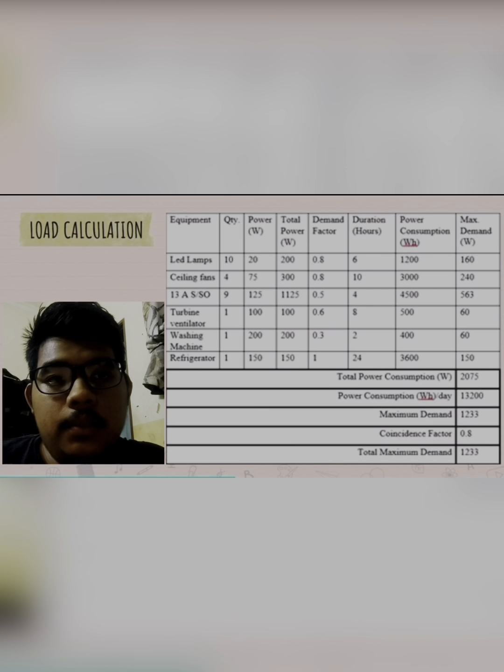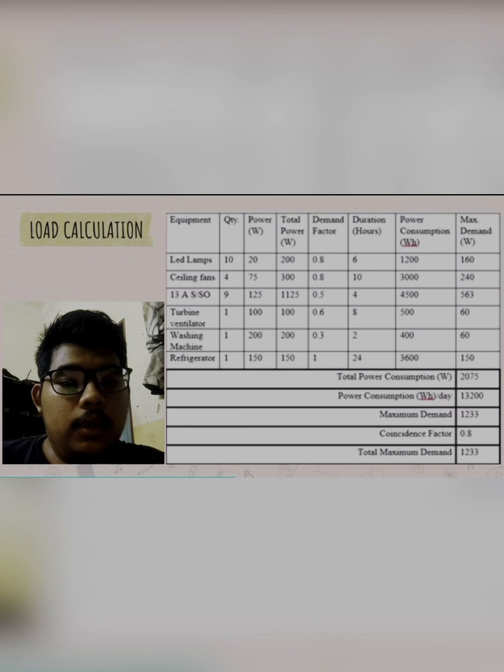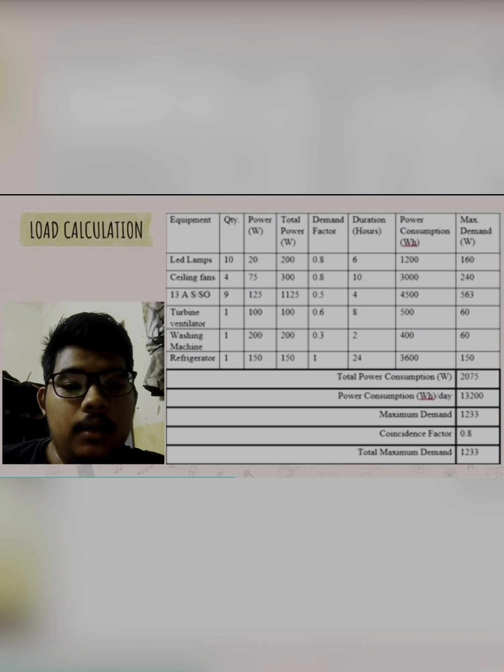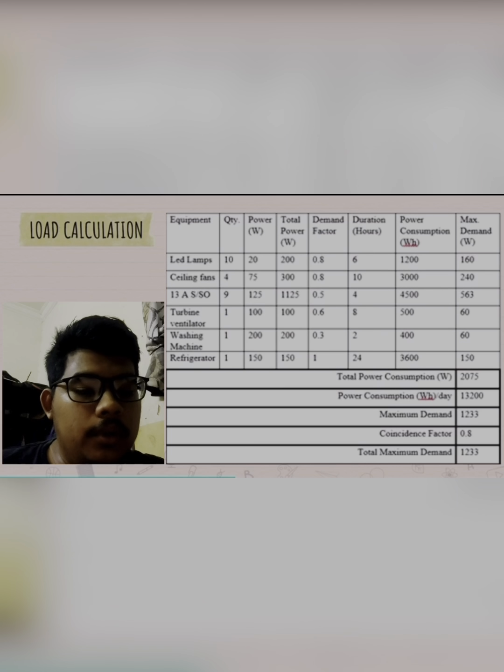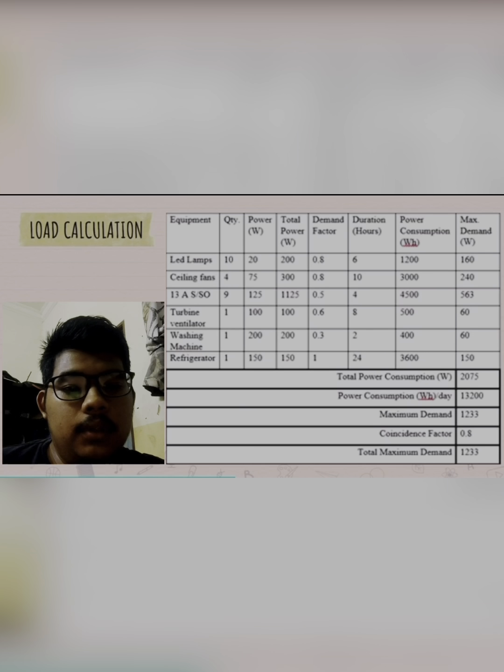Today I want to present the group project assignment, which is the PV system for Mr. Ahmad Nisfu's house. Now I want to talk about the load calculation. The total power consumption for Mr. Ahmad Nisfu's house is 2075. Power consumption per day is 13.2 kilowatt, maximum demand and total maximum demand.